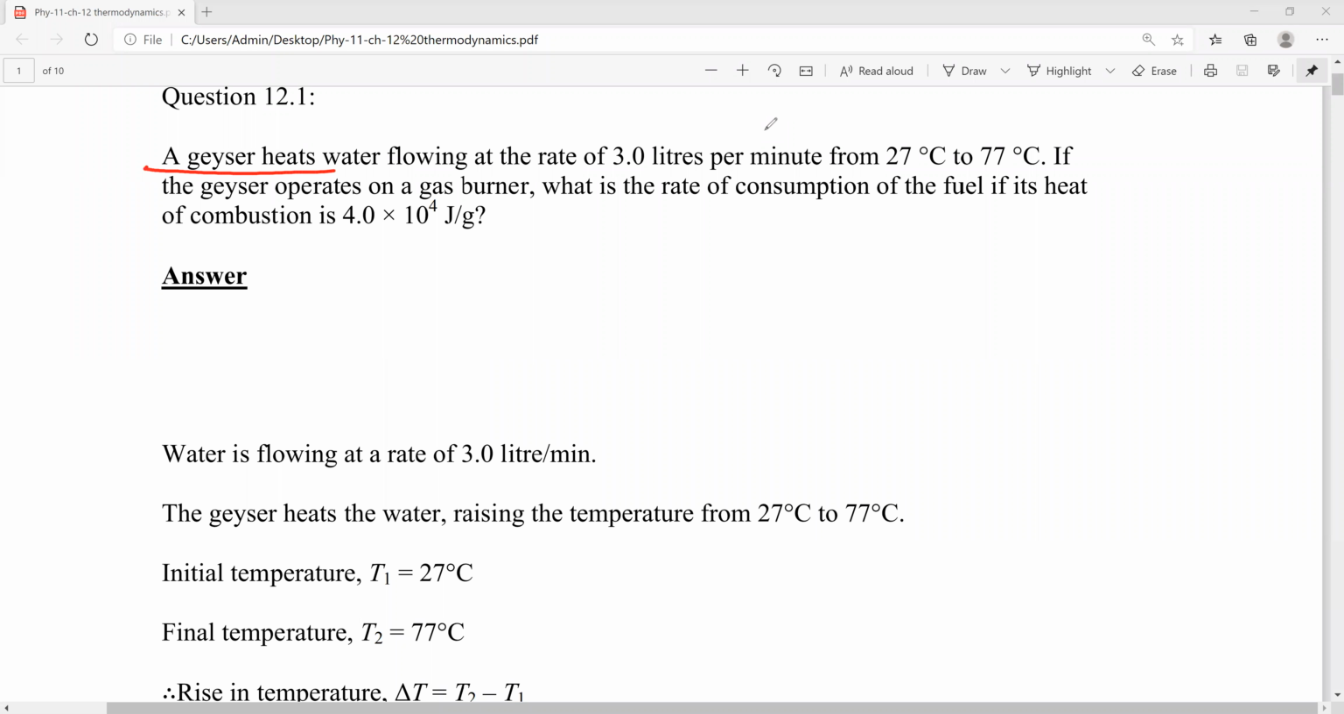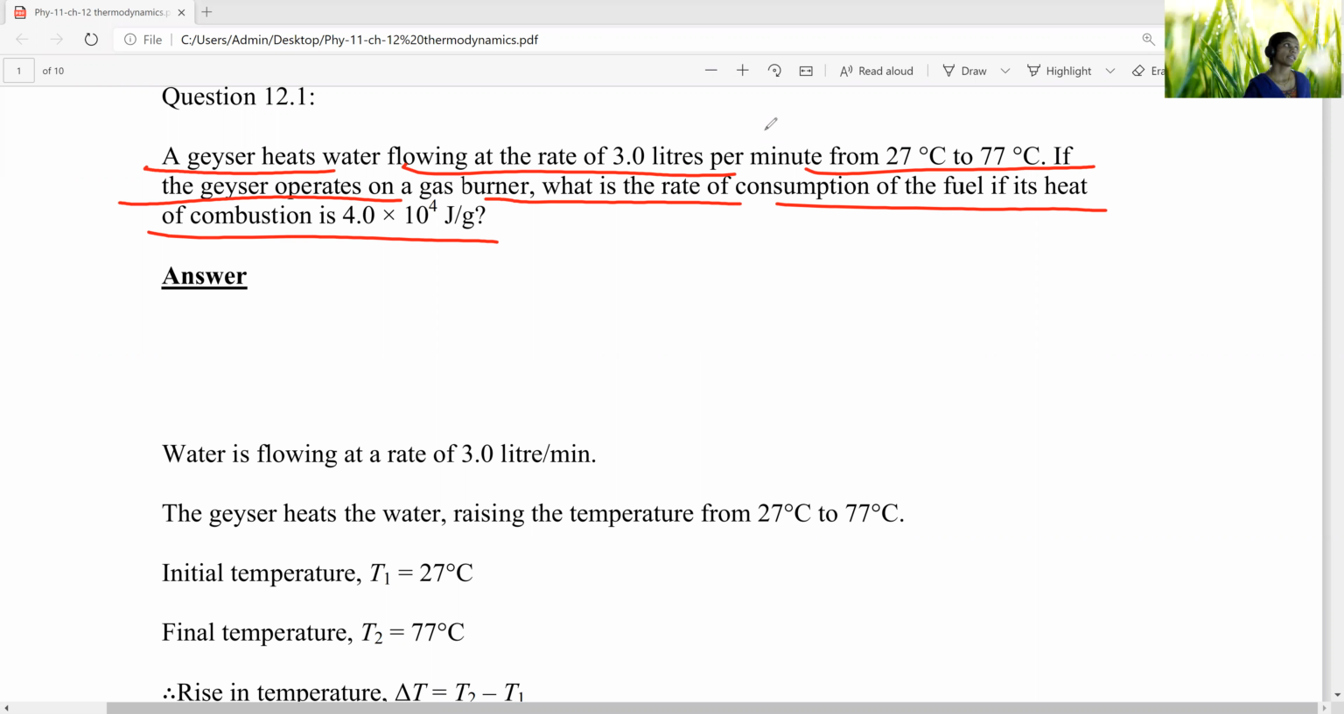First question they asked: a geyser heats water flowing at the rate of 3 liters per minute from 27 degrees Celsius to 77 degrees Celsius. If the geyser operates on a gas burner, what is the rate of consumption of the fuel if its heat of combustion is 4 into 10 to the power of 4 joules per gram?